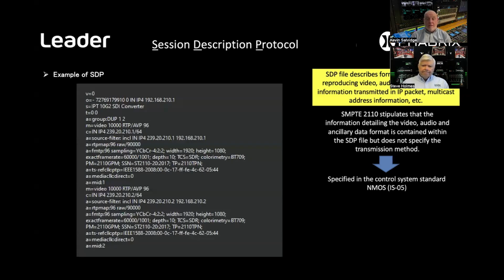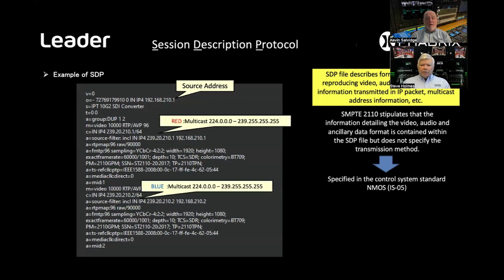So let's take a bit of a deeper dive into this. So here is an example of a session description protocol file. And the first part to highlight is the source address. So that is the sender. And then we have details of the multicast flow for both the red primary and blue backup. And as you'll be familiar from some of the other sessions we've done, the multicast flow address can range anywhere from 224.0.0.0 to 239.255.255.255.